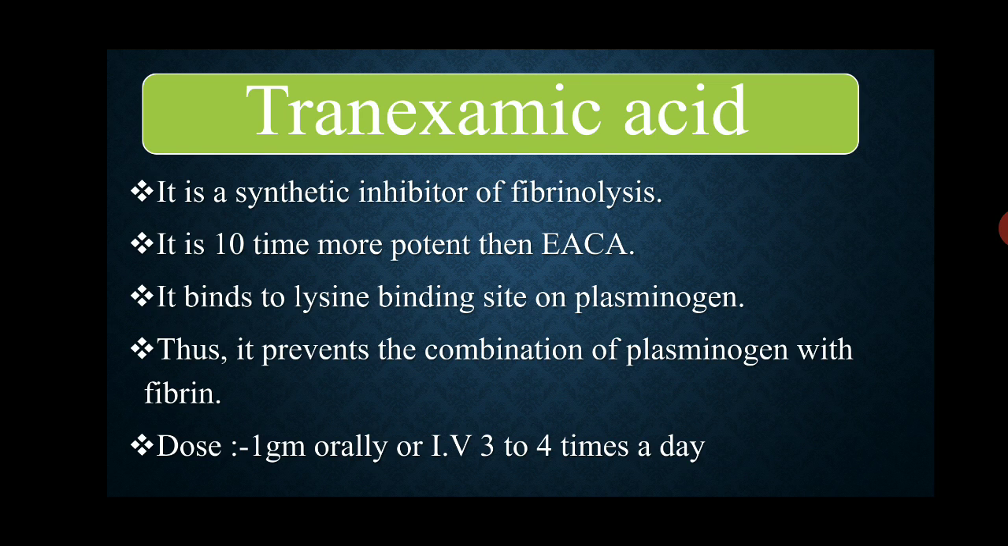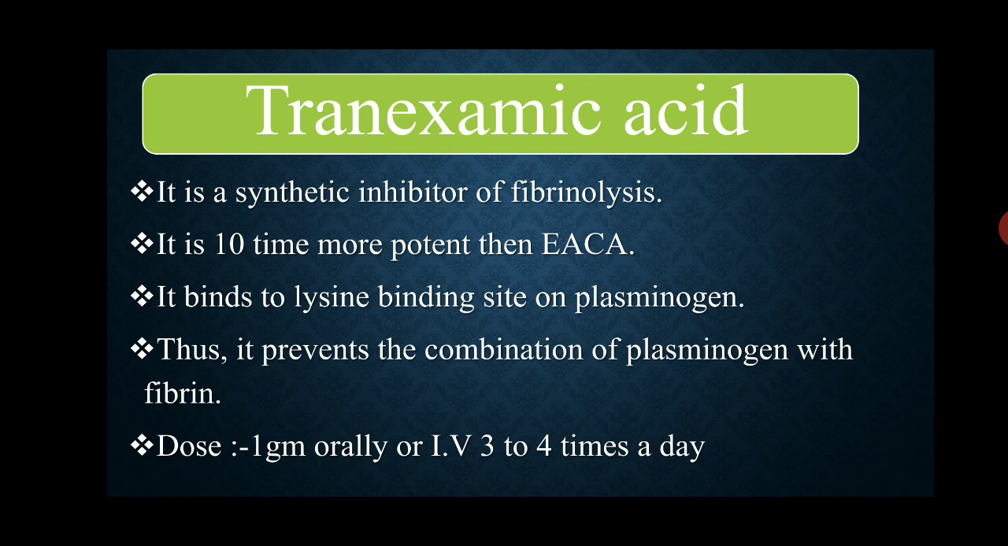It binds to the lysine binding site on plasminogen, and thus it prevents the combination of plasminogen with fibrin. काय होते, लायसिन सोबत बाइंडिंग झाल्यानंतर त्यामुळे काय होणार, प्रिव्हेंट द कॉम्बिनेशन ऑफ प्लाझ्मिनोजन विथ फायब्रिन. Tranexamic acid binds to the lysine binding site on plasminogen and prevents the combination of plasminogen with fibrin. Dose of tranexamic acid is 1 gram orally or IV, 3 to 4 times a day.